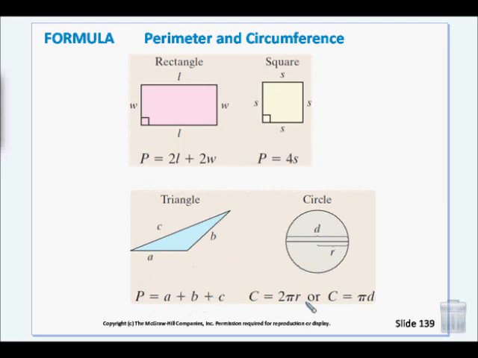Circle is where it gets a little different. We have 2 pi r if you're given the radius, which is halfway, or pi d if you're given the diameter. And the reason that works is because 2r is the same thing as d. Because the radius is half of the diameter, so this 2 and that r become that d. Questions on that? And this whole thing is in your book also.